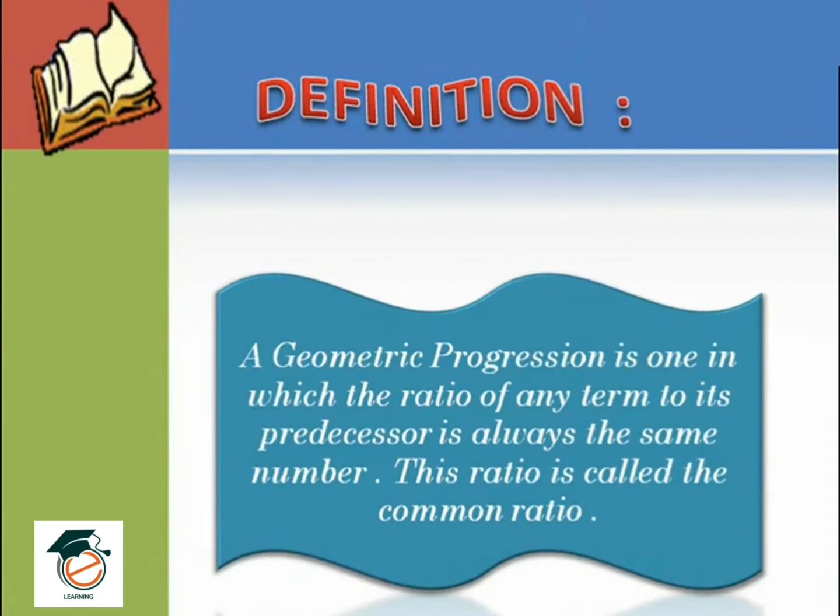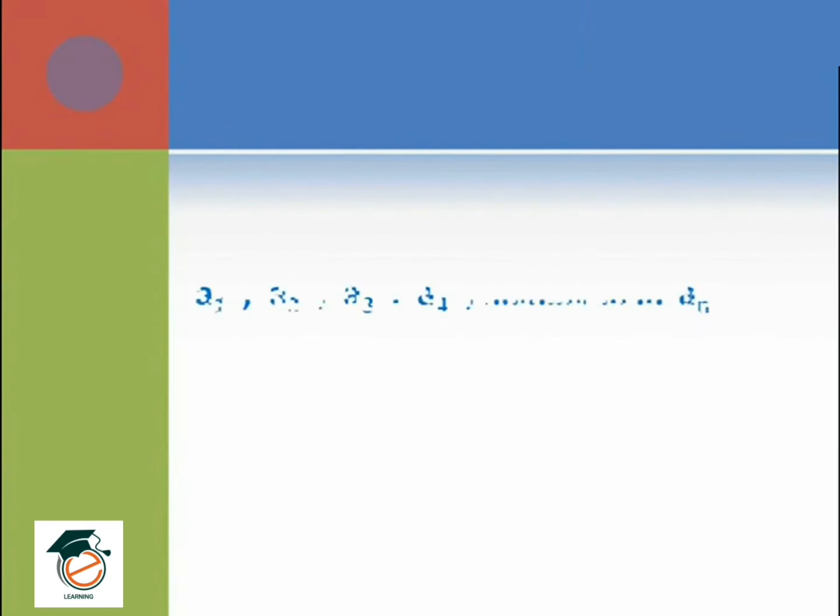So we can define this as: a geometric progression is one in which the ratio of any term to its predecessor is always the same number. This ratio is called the common ratio. So, geometric progression is one in which the ratio of any term to its predecessor is a constant number, and this ratio is called the common ratio. Let's try to understand this.